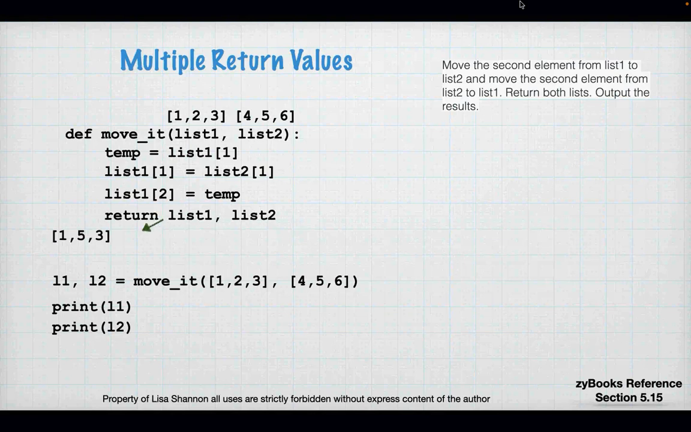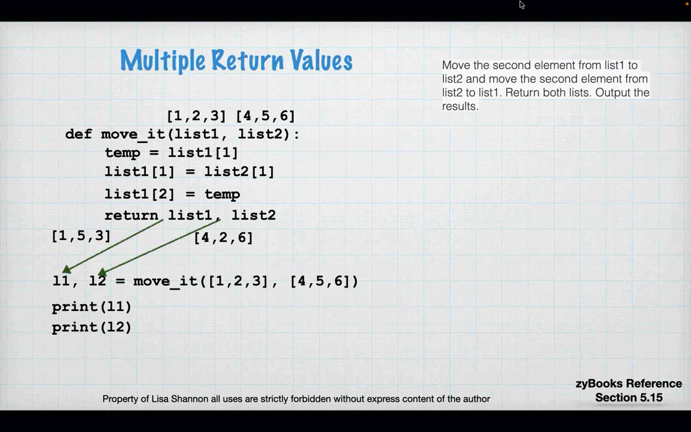So I'm now going to swap a few things. And the important part here is that once I've swapped them, I can return 2 different variable values from my MoveIt function. This becomes interesting because very few languages allow you to do that. Even in Java, I would have to create another structure. I'd have to create a list of lists to return them.